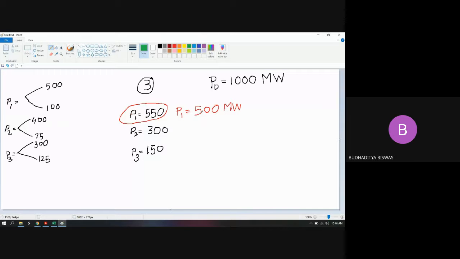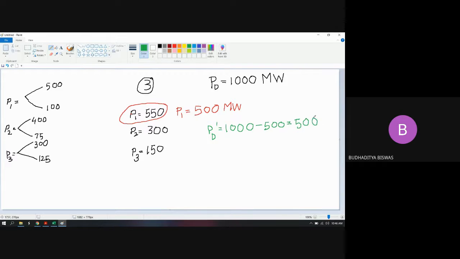Because 500 should be generated by generator 1, the remaining load demand is PD dash equal to 1000 minus 500, because 500 is already generated by generator 1. No formulas are needed for this one, as it crosses the limit, so we have to fix it at 500. So the remaining load demand is 1000 minus 500, where 500 megawatt is generated by generator 1.